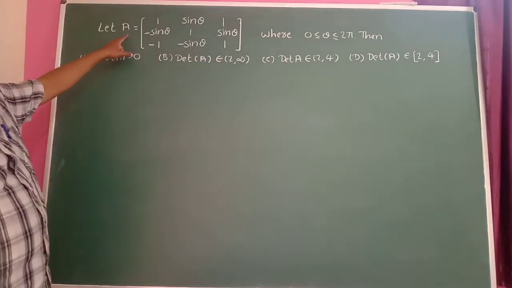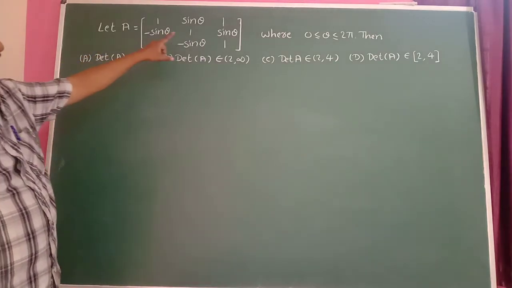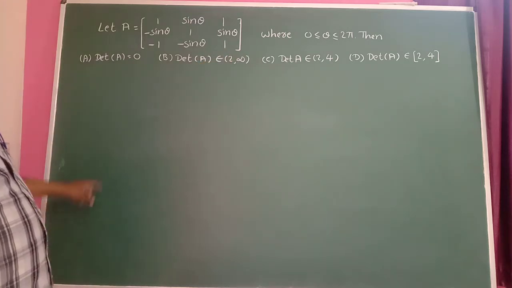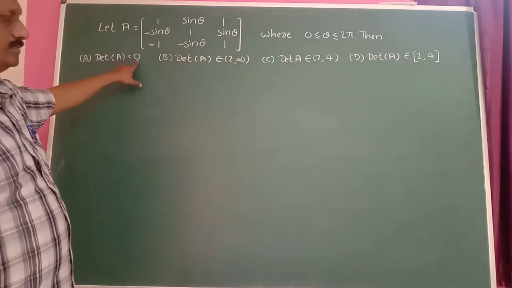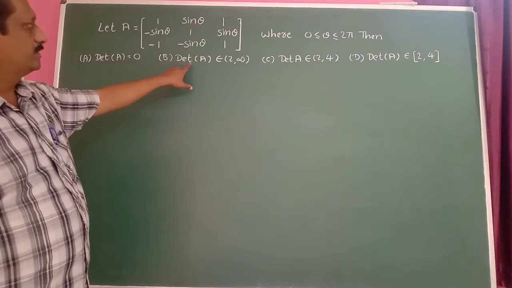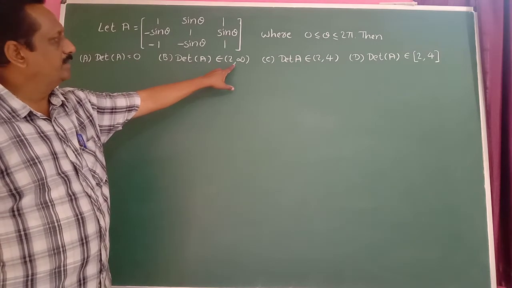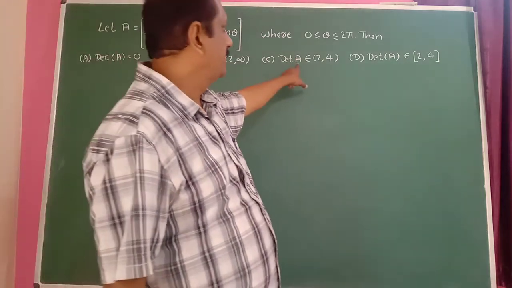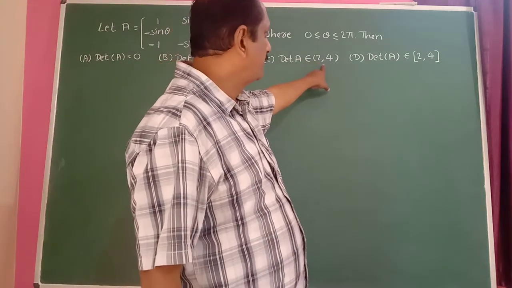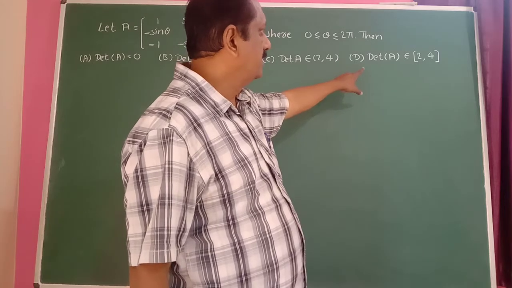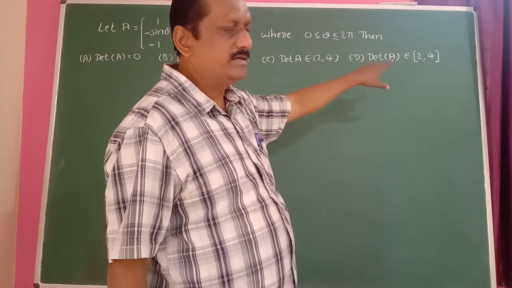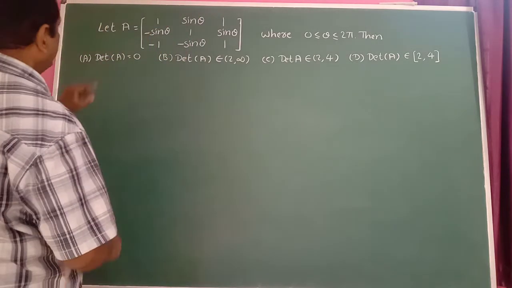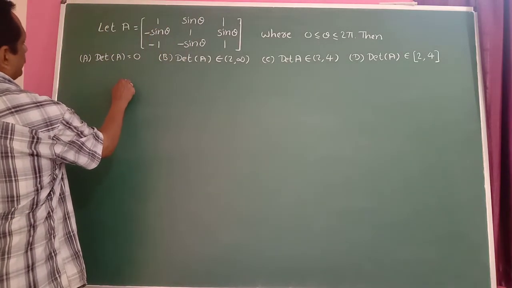Okay, third example, the given matrix here, where 0 less than or equal to theta less than or equal to 2 pi. Determinant of A is equal to 0, first option. Determinant of A belongs to open interval 2 comma infinity. Third option, determinant of A belongs to open interval 2 comma 4. Fourth option, determinant of A belongs to closed interval 2 comma 4. Therefore, first find the determinant of A.